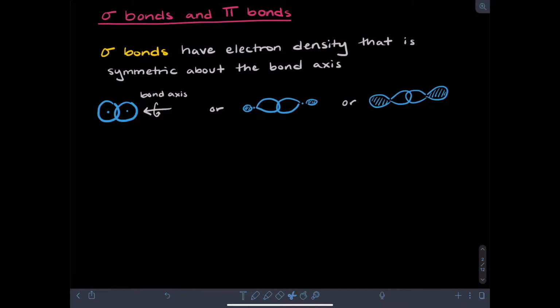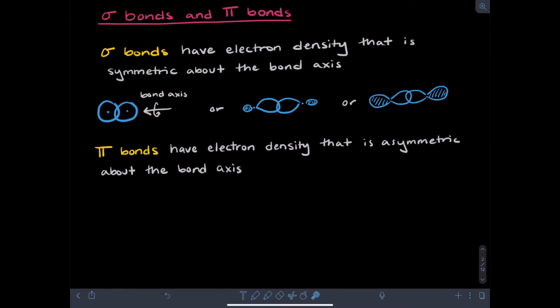Two more examples of sigma bonds are ones that are made up of hybridized orbitals overlapping, or ones where you have two p orbitals coming together with one lobe in to make a sigma bond. In each of these cases, if you looked down the bond axis, and then you imagine rotating about that axis, you would not see any difference upon rotation.